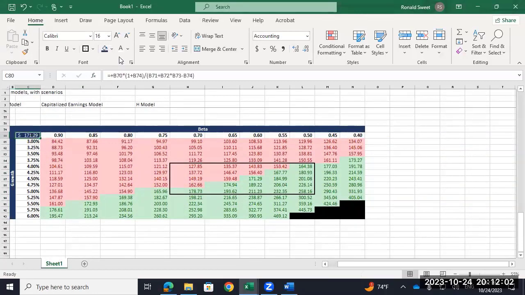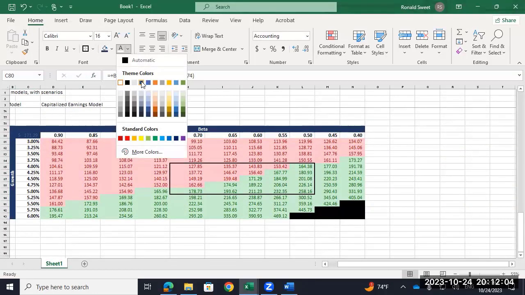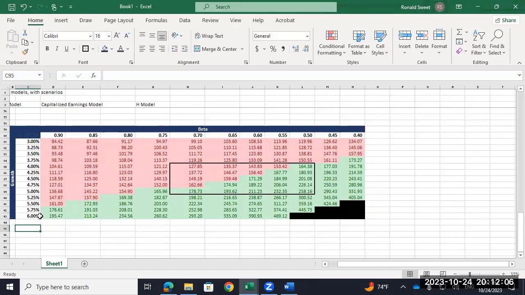Oops, and you have to change that one too. So what do you have to do to make it look good before you put it in your paper? But that's what you're looking for. Now, does Walmart look overpriced or underpriced? And that's what you're trying to figure out.